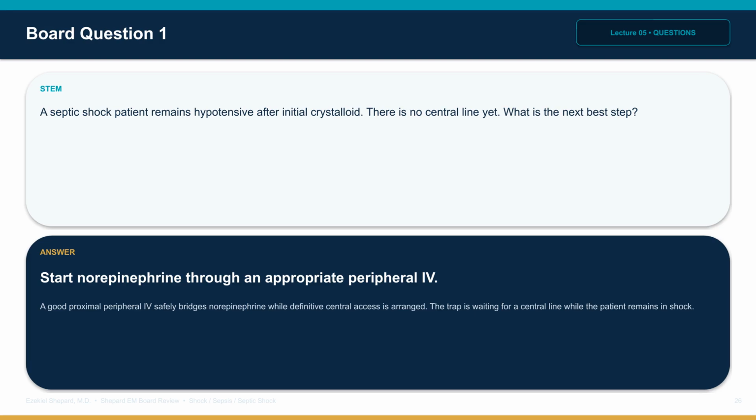Question 1. A septic shock patient remains hypotensive after initial crystalloid. There is no central line yet. What is the next best step? The answer is to start norepinephrine even through an appropriate peripheral IV while arranging definitive access. The trap is waiting for a central line while the patient remains in shock.